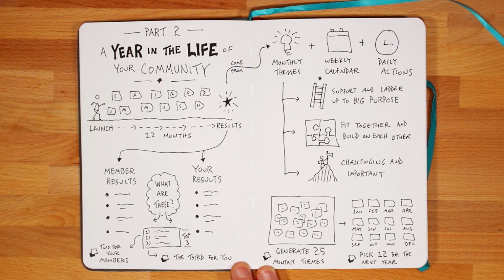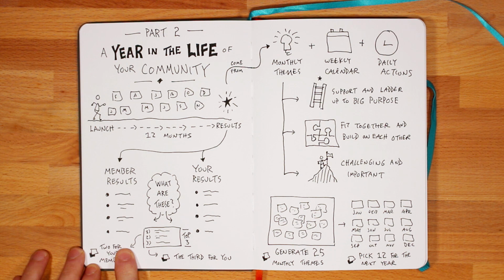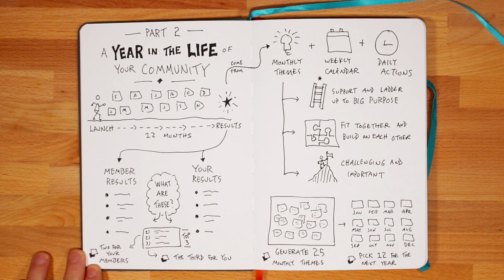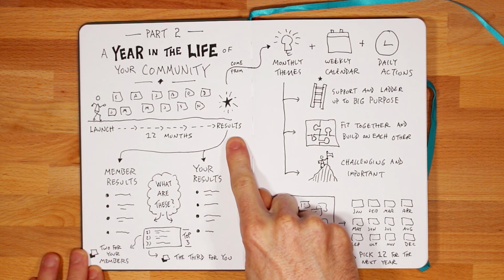Part 2 was a deep dive into a year in the life of your community, identifying the results that you'd like your members to achieve, some results that you would like to see in a year's time, and then identifying monthly themes so that you know what to focus on each month in order to work toward those specific results. What was particularly helpful for me in this part was identifying a couple of member results that I hope folks reach by the end of a year spent within this community.